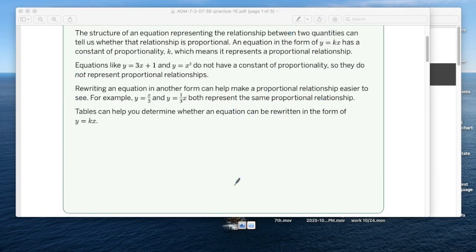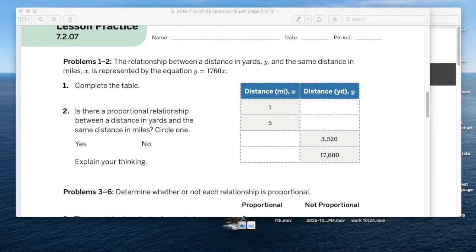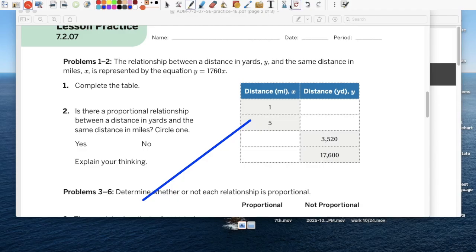Let's go with the problems. Complete the table. Let me clear this, clear page. It says the relationship is the distance in yards, y, and miles, this is my x column. And the equation is y equals. So to find y, to find these numbers here, I have to multiply. And where's my constant of proportionality? Right here. So I'm going to write right off the bat that that's my k.